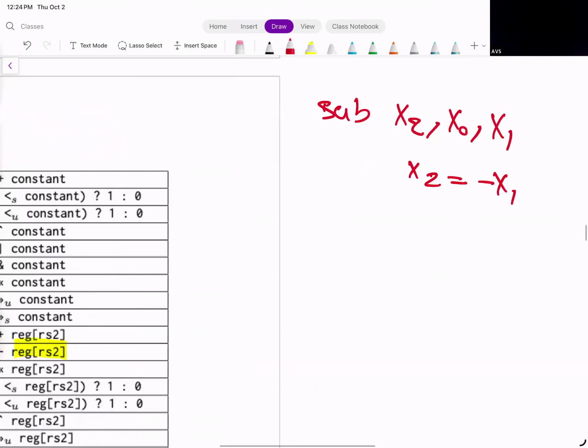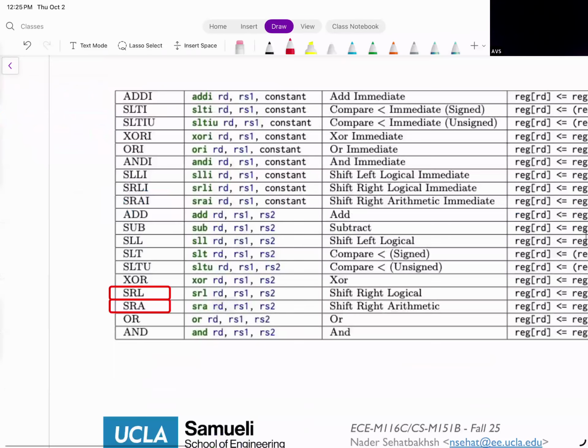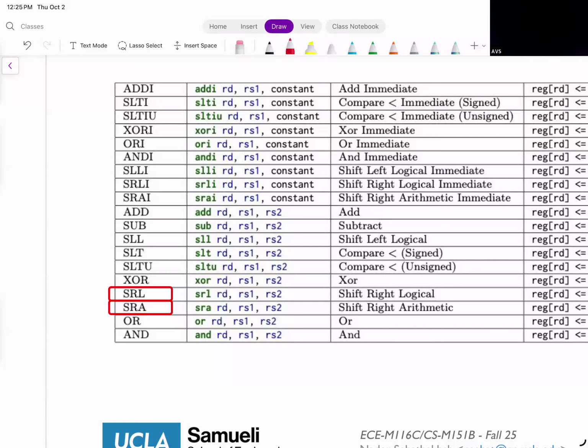Great. Okay, so these are all the other instructions. Then we have the other types of, so these are just regular mathematical operations. In addition to that, we have other things such as shift operations. So we have shift right, and we have shift right arithmetic and shift right logical.